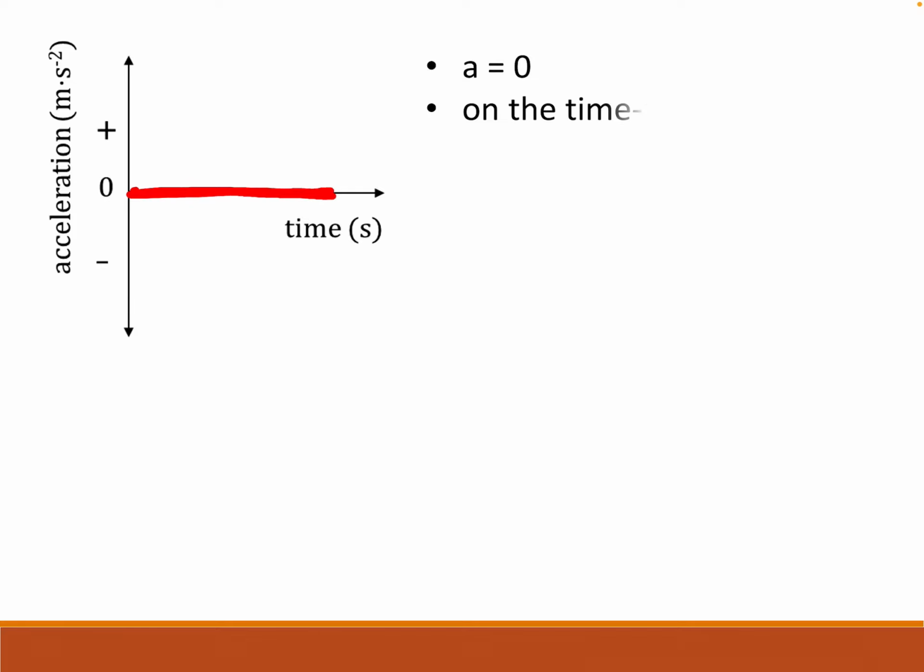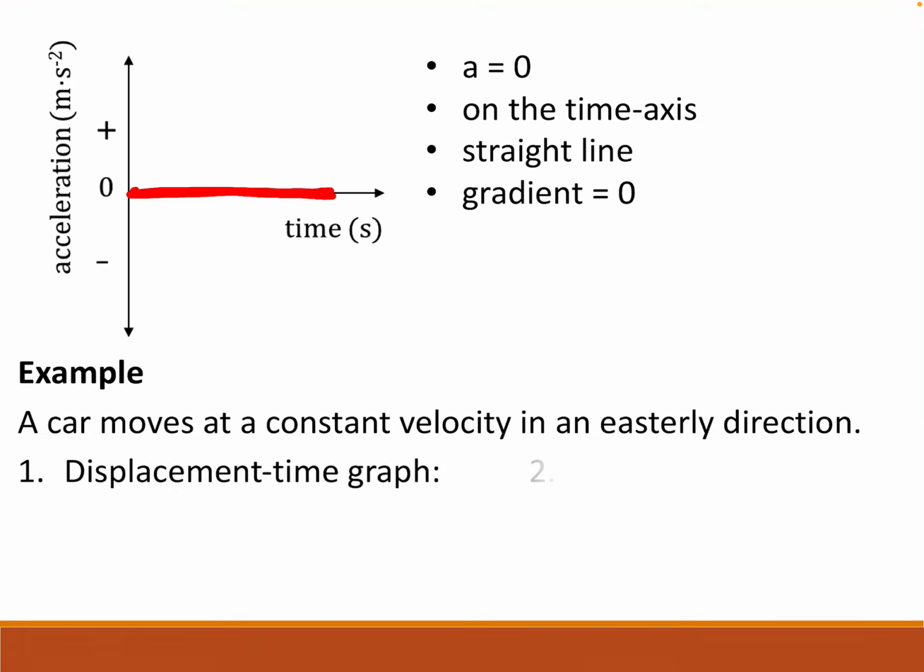So acceleration is 0, which means it's on the time axis and it's a straight line. We pretty much are always going to have acceleration as a straight line because we work with constant motion. We are working with linear motion, okay? So a car moves at a constant velocity in an easterly direction.